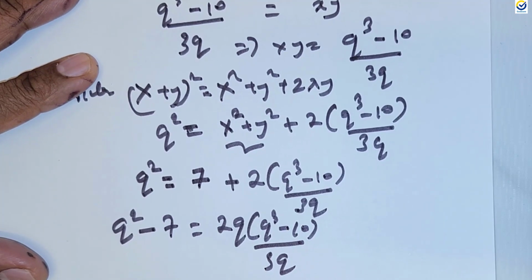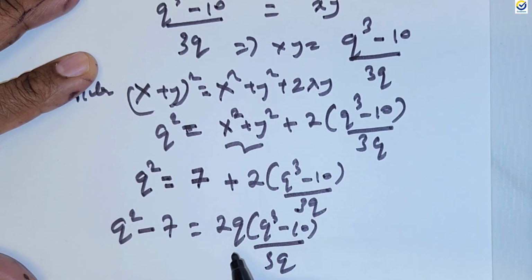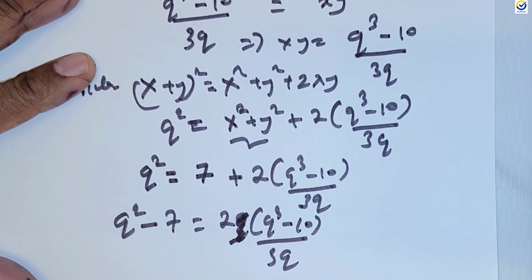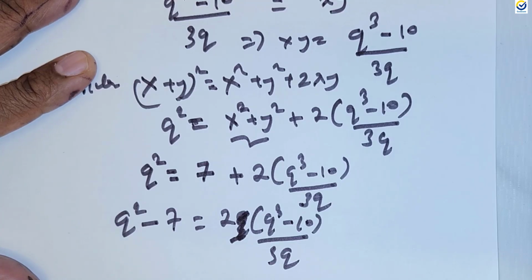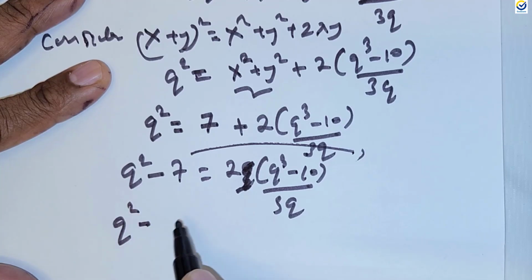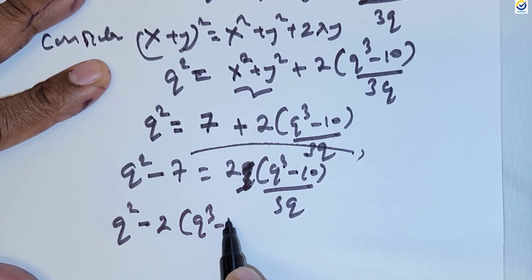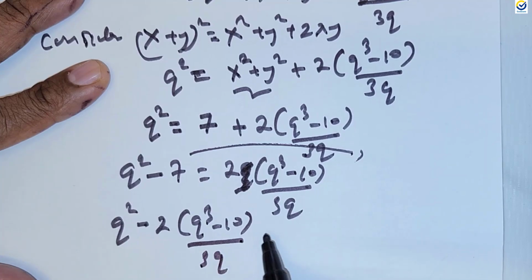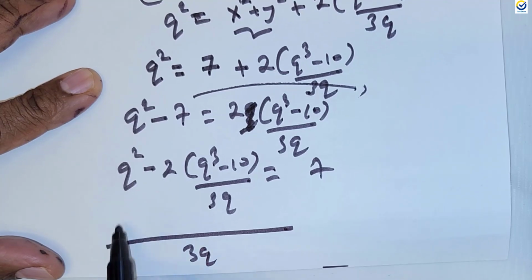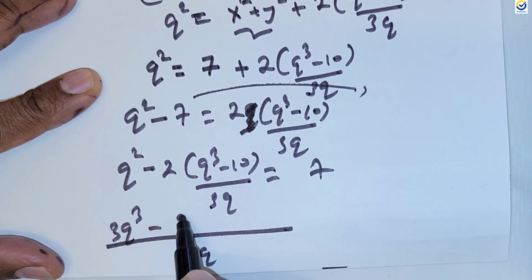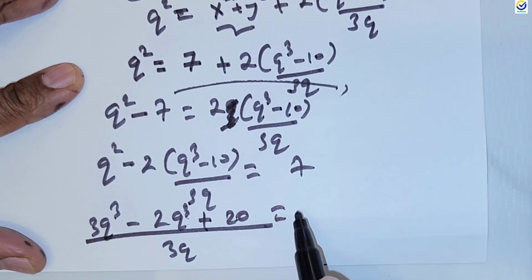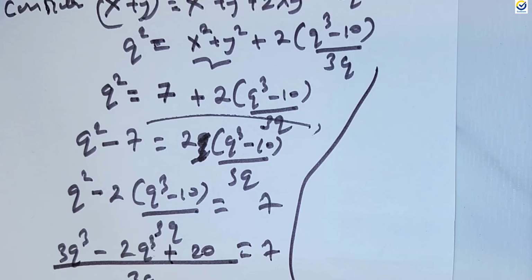So now what we will have to do is, oh, there is no q there, it's only 2 times q cubed minus 10. So we will have to perform the simplification. So I will push this 7 to the other side. So we have q squared minus 2 times q cubed minus 10 divided by 3q is equal to 7. So the LCM is 3q. So this is going to give me 3q cubed minus 2q cubed plus 20 is equal to 7. Okay, this is what we have got.